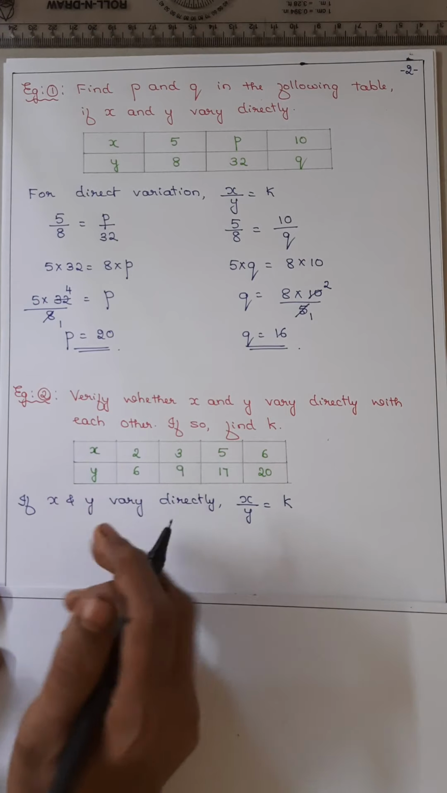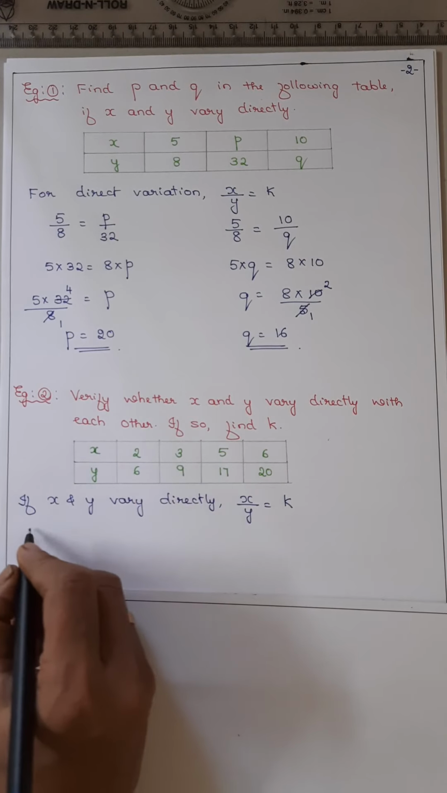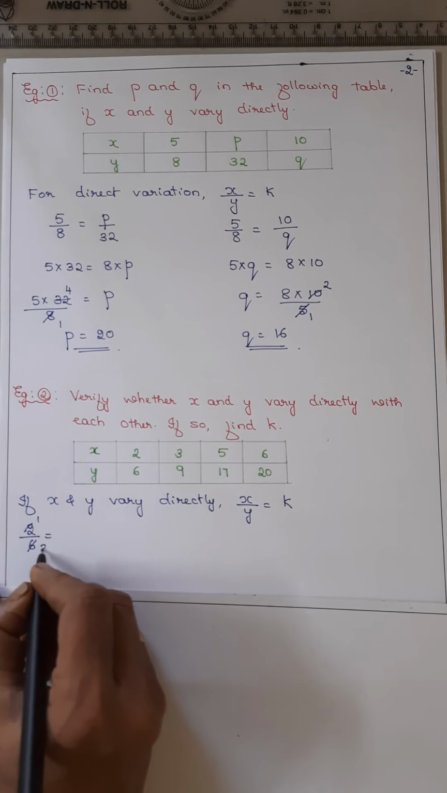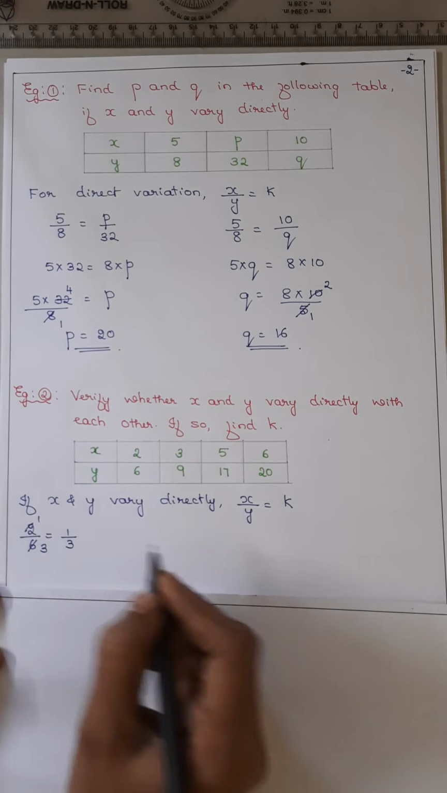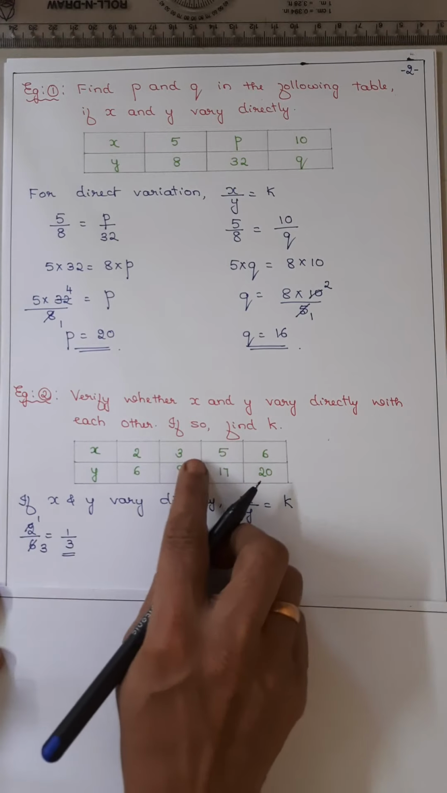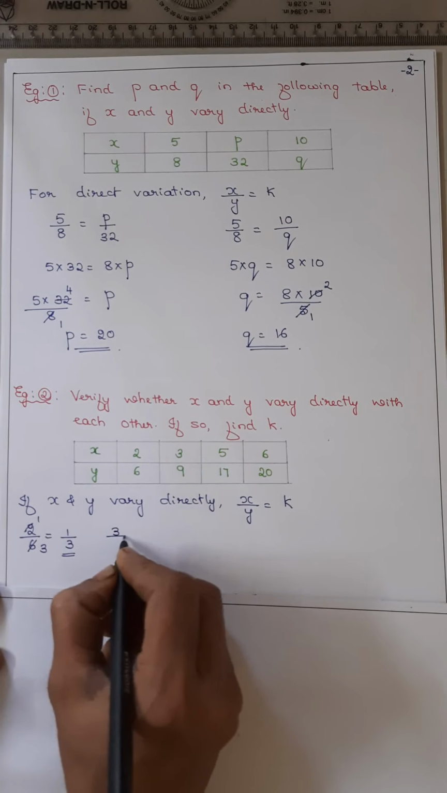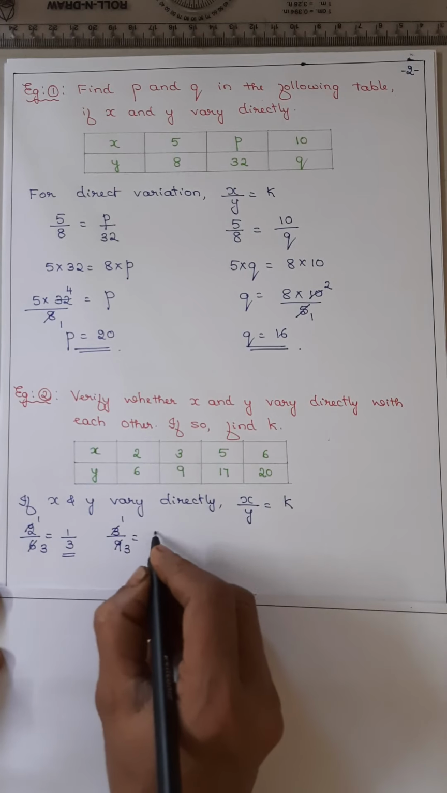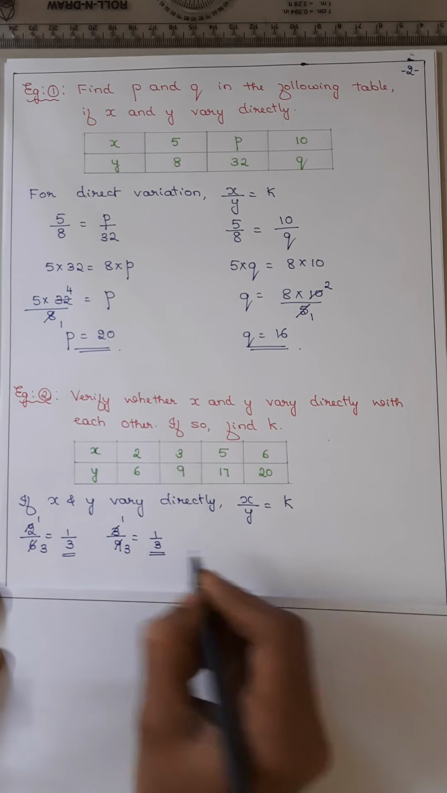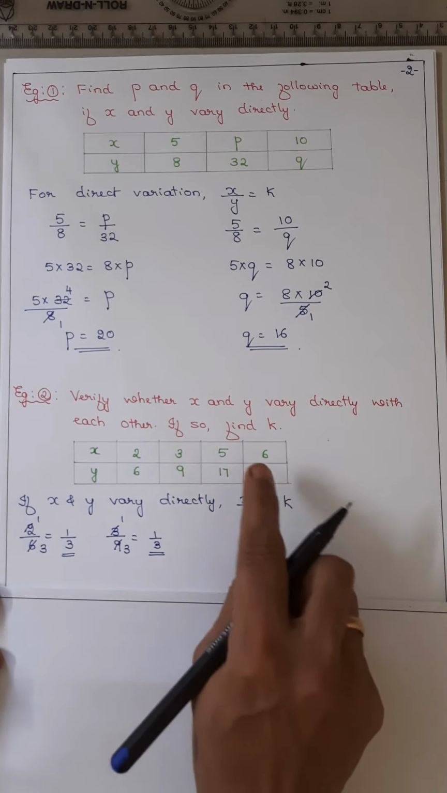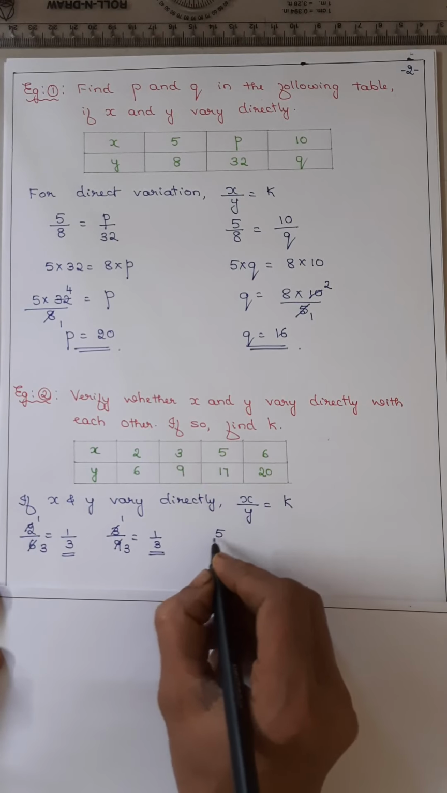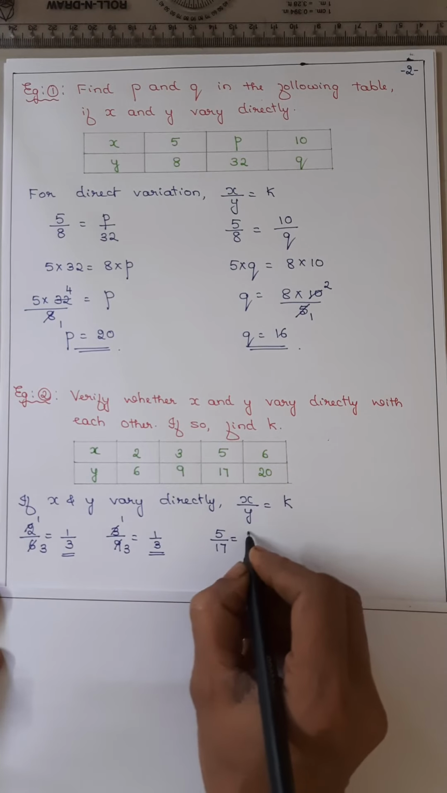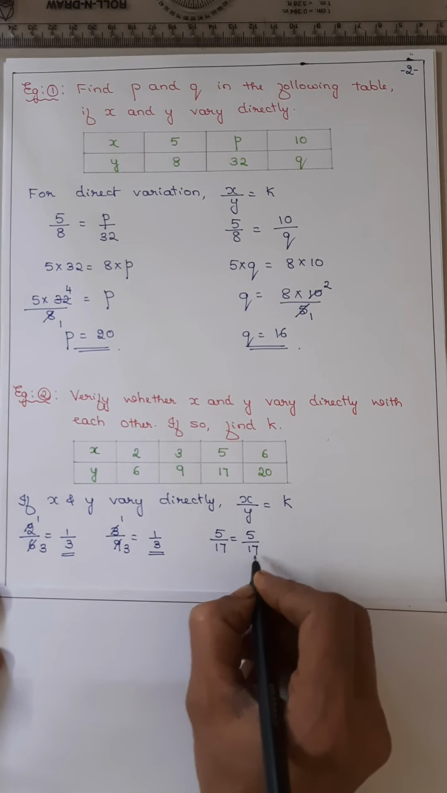So first x by y is 2 by 6, from the first column. 2 ones are 2, 2 threes are 6, so you get 1 by 3. Now see the second column: 3 by 9. 3 ones are 3, 3 threes are 9, 1 by 3. So this is also 1 by 3. Now the third column: 5 by 17. We cannot simplify this, it will be 5 by 17.